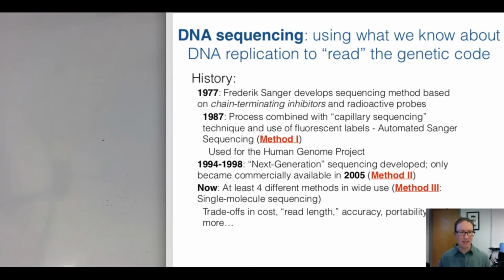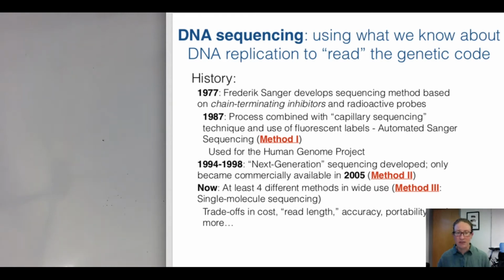By 1987, that technique was combined with another process referred to as capillary sequencing. Instead of using radioactive probes, there was also a switch over to using fluorescent labels, much safer. And so that technique then became known as automated Sanger sequencing. And that's the first major sequencing method that we're going to examine in detail. This is a method that was used for the original Human Genome Project, so sequencing the first human genome.